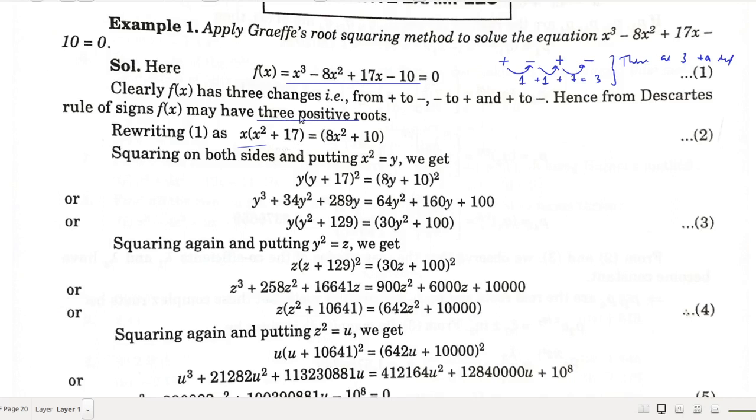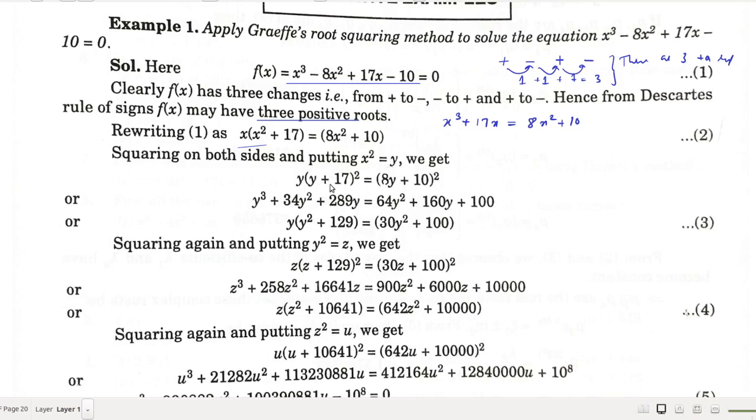So first we collect all the odd order terms on the left hand side. That is x cube plus 17x equal to 8x square plus 10. So this is the first way of writing or collecting the odd degree terms on the left and even degree terms on the right. And for convenience, we take x outside from these equations. Then in this textbook, they put the value of this x square as y before squaring this, or you can square this equation and then substitute x square is equal to y.